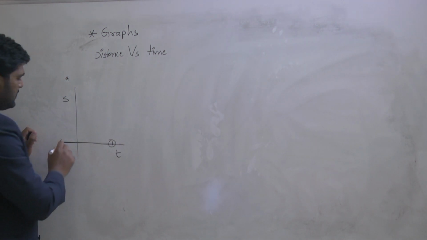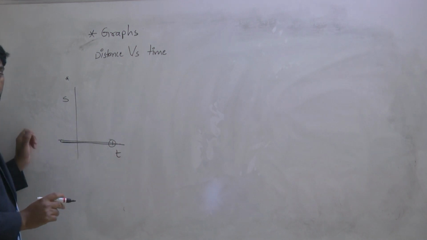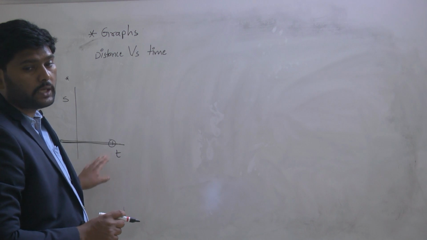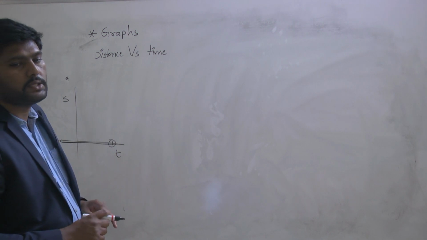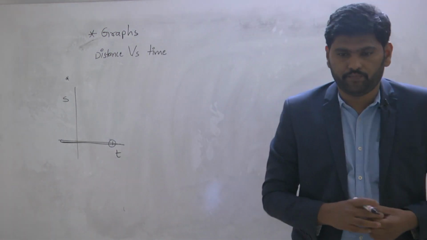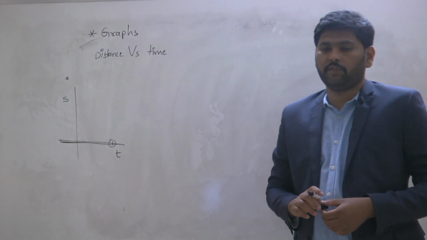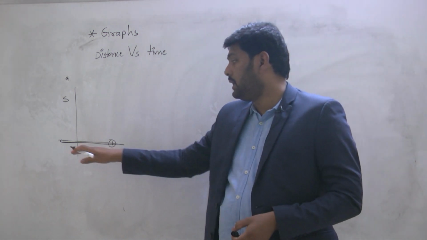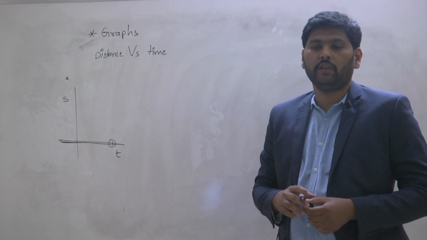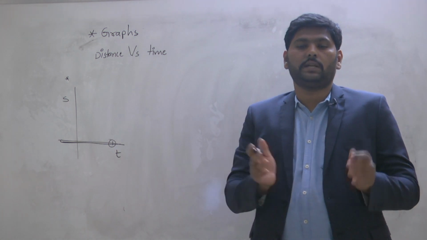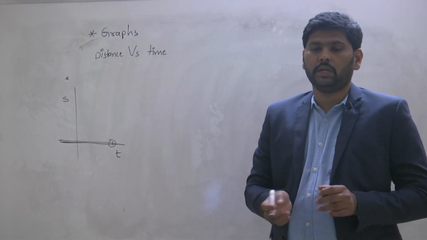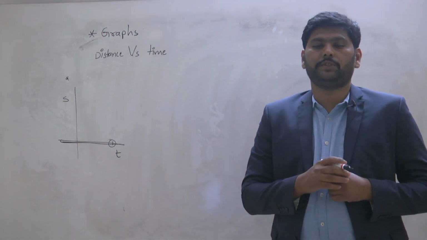What is the graph name here? A line passing through the time axis. When a line passes through the time axis, what information does it give? It gives the information that the object is at rest, and the object is near to the observer.